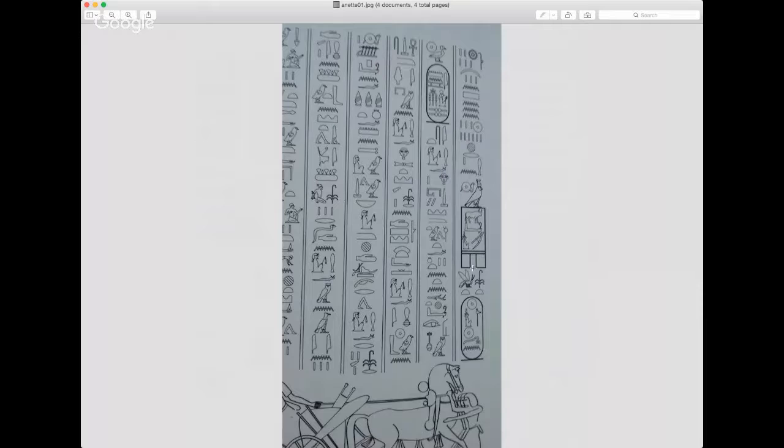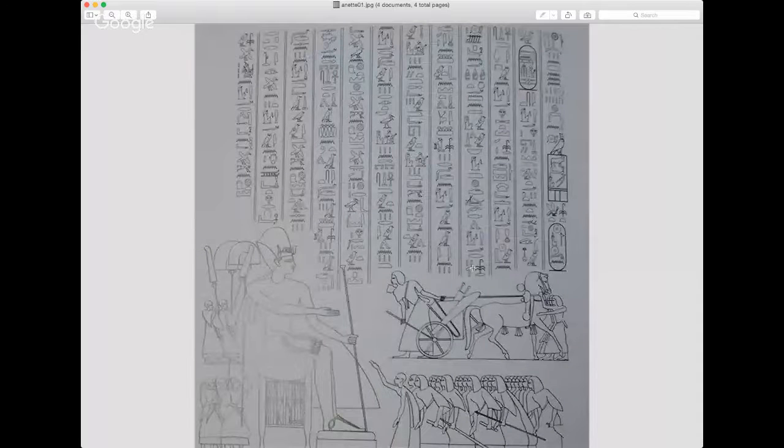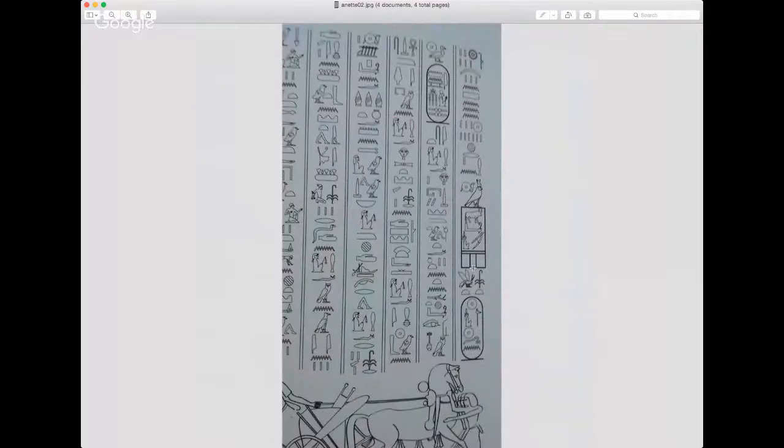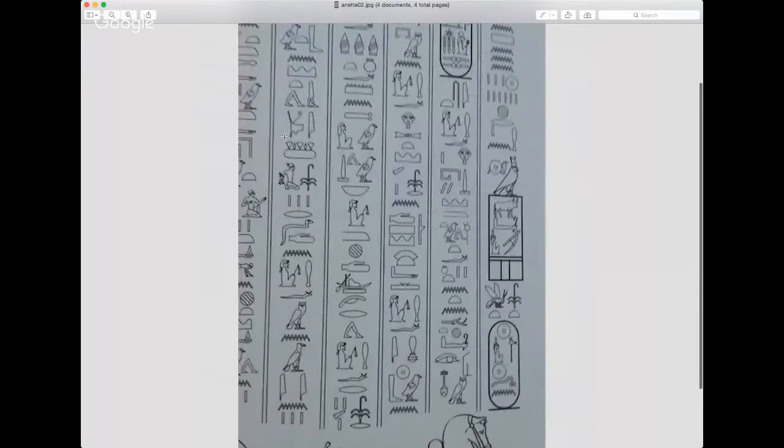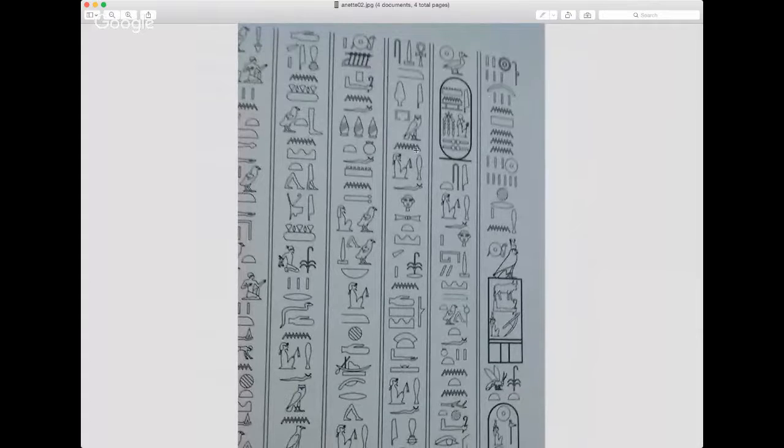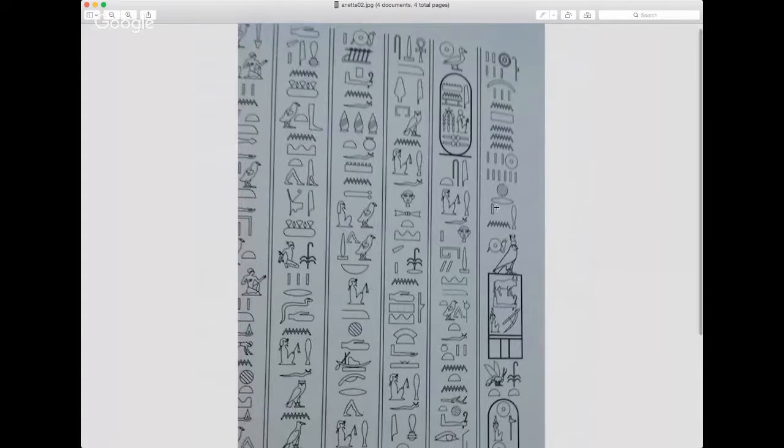So we have some clearer pictures than the full picture here. I'll stay on this one for now, and maybe I could zoom in a little bit, and we could start this first column.